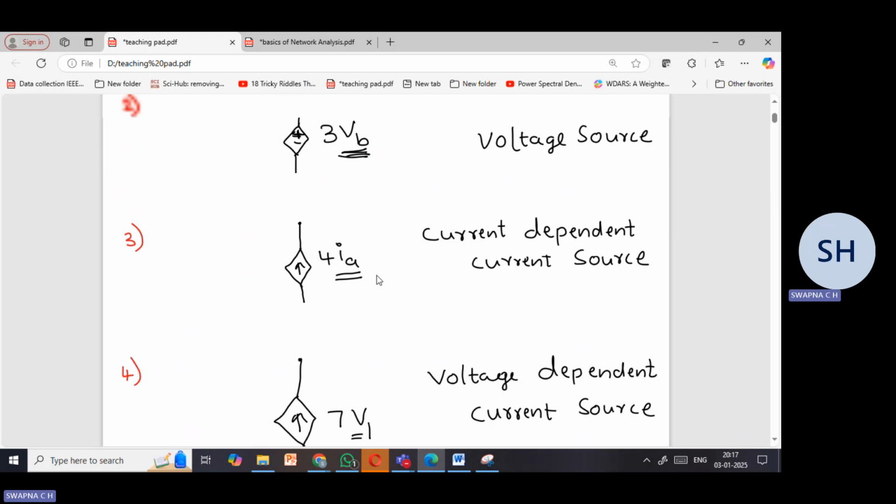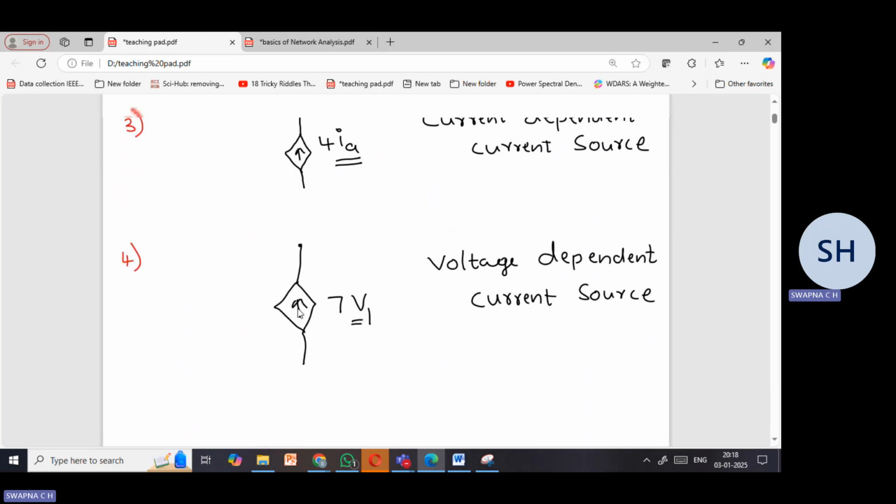Next, if you observe here, from the symbol, it is clear that it is a current source and it is depending on current value. So the value is not fixed. Since the value is not fixed, I'm saying it is a dependent source. From the symbol, it is very clear that it is a current source, and it is depending on current. Since it is depending on current, it is called a current dependent current source.